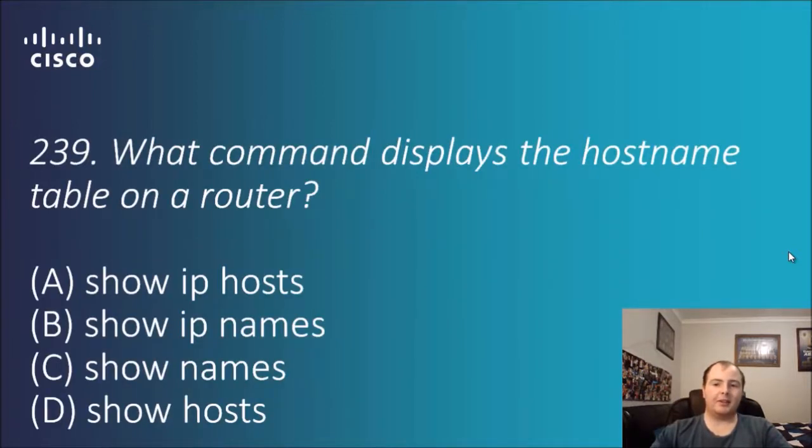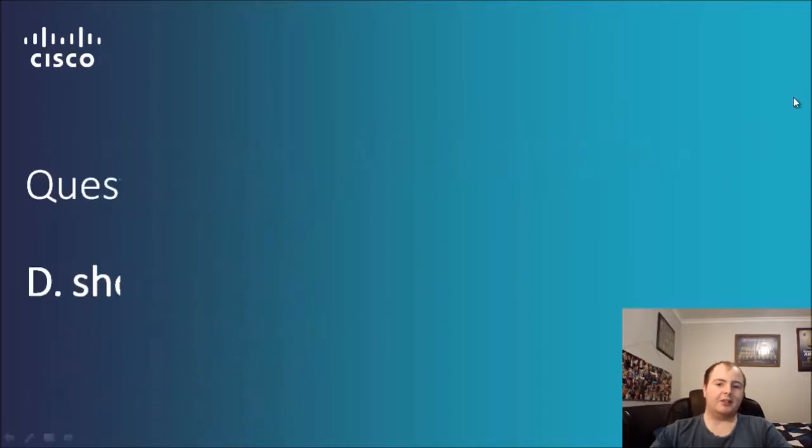239. What command displays the hostname table on the router? Show IP host, show IP name, show name, show host. So after hostname tables, it's probably not going to be those two likely. And IP, there's nothing mentioned about that. So it's D, show host.